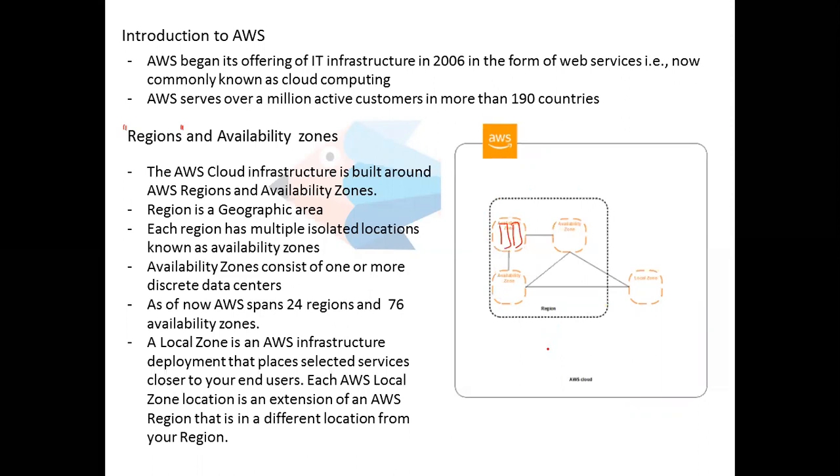As of now, we have 24 regions and 77 availability zones, and this number will keep on changing because AWS will keep on adding availability zones whenever there is an increase in the number of users. So a region is a geographical area and availability zones are the physical data centers.